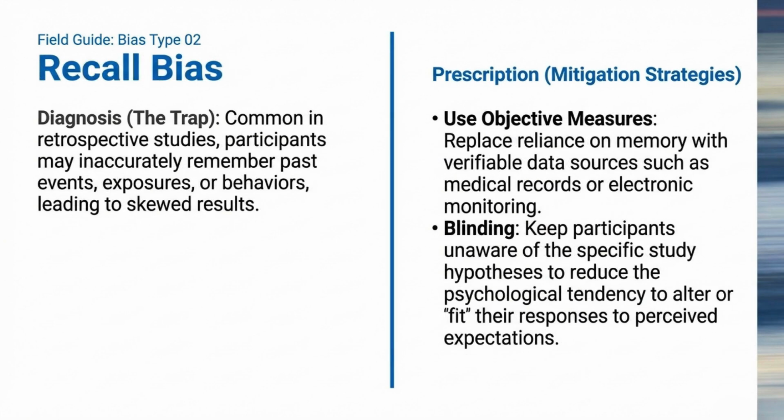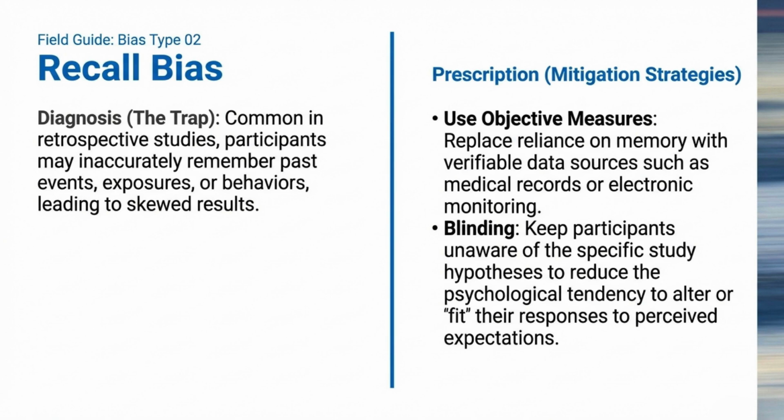Next up is a very common issue in retrospective studies, recall bias. The problem, human memory, is flawed. Participants may inaccurately remember past events, exposures, or behaviors. If a patient believes a specific exposure caused their illness, they may remember that exposure more vividly than a healthy control patient would. This leads to skewed results. We have two strong solutions here. Number one, use objective measures. Stop relying on memory. Replace self-reports with verifiable data sources, like medical records or electronic monitoring.